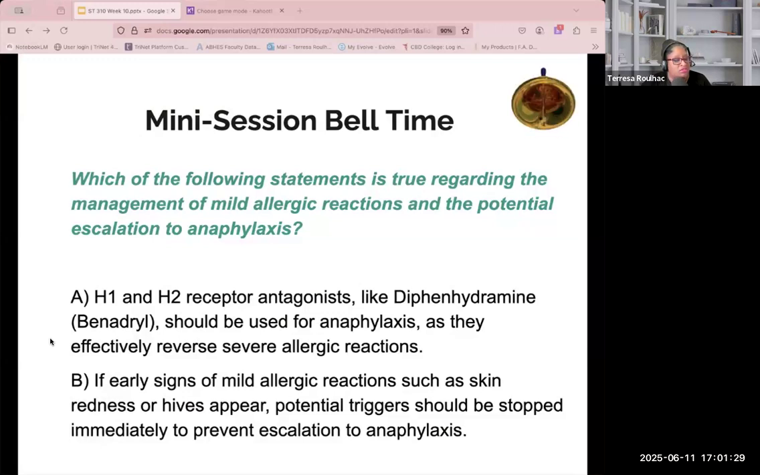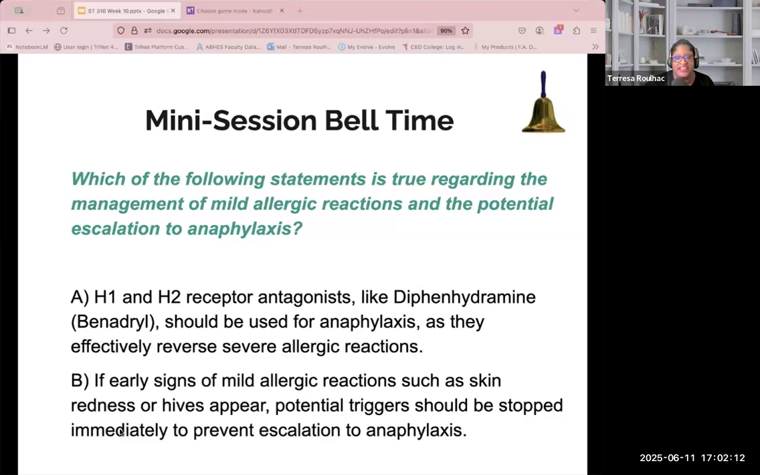Now, here are some questions, though, from that mini session. Which of the following statements is true regarding the management of mild allergic reactions and the potential escalation to anaphylaxis? Is it A, H1 H2 receptor antagonists like Benadryl should be used for anaphylaxis as they effectively reverse severe allergic reactions? Or B, if early signs of mild allergic reactions such as skin redness or hives appear, potential triggers should be stopped immediately to prevent escalation of anaphylaxis.